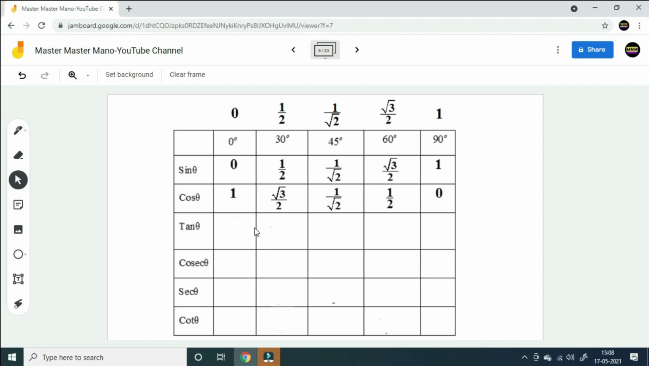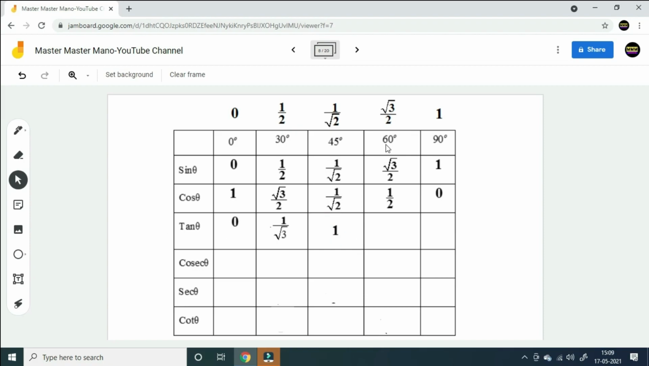For tan theta, we have to divide the value of sin theta and cos theta, and that divided value should be written here. For tan 0 degree, 0 by 1 will be 0. For tan 30 degree, 1 by 2 by root 3 by 2, we will get 2 will be cancelled and 1 by root 3 will come. For tan 45 degree, we have to divide 1 by root 2 by 1 by root 2. We will get 1.